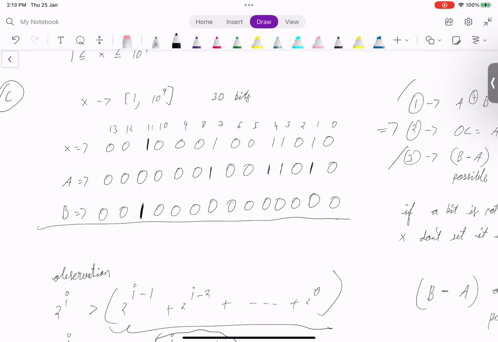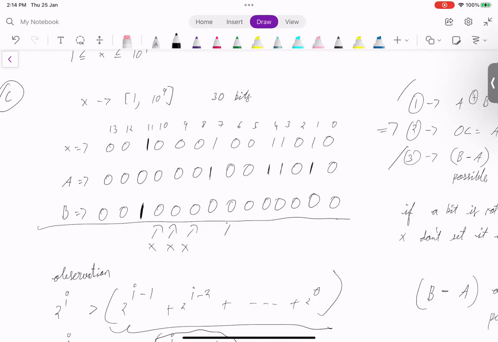Now, if we look at the next unset bit after the MSB, that is this. Even this bit we can't make a 1, right? Because that will make B greater than X. Similarly, this bit also can't be made 1. This bit also can't be made 1. And this bit also can't be made 1. Why? Because this is a set bit of X. So let's ignore all set bits for now. So these three unset bits can't be made 1.